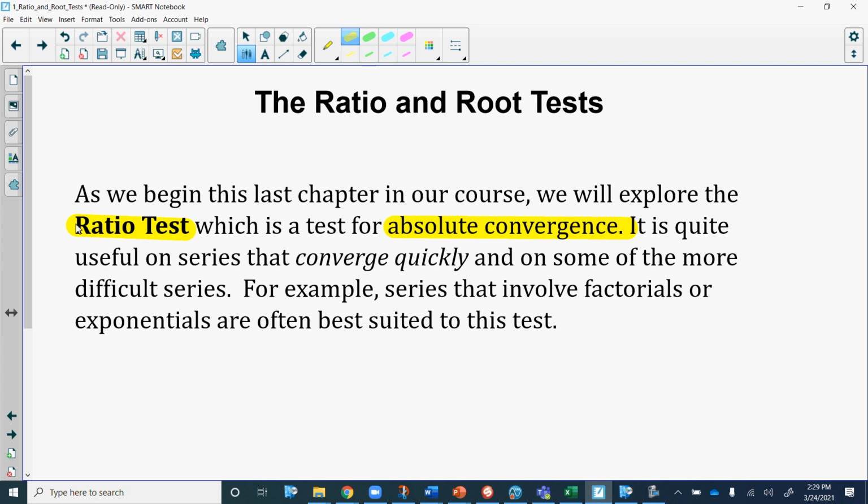It can be used for something that can be shown to converge quickly, or for some of the more complicated types of series that you may see. For example, series that involve factorials or exponentials, those are two key terms that we need to make sure that we're recognizing. Factorials or exponentials are typically going to be well suited for the ratio test.